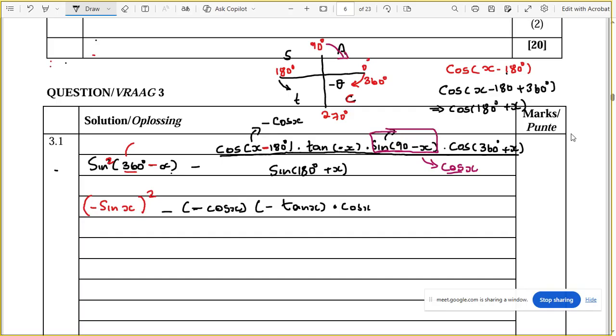Then let's reduce the last one. Who can tell me what is the cos of 360 plus x? When you reduce that, what do you get? Anyone?